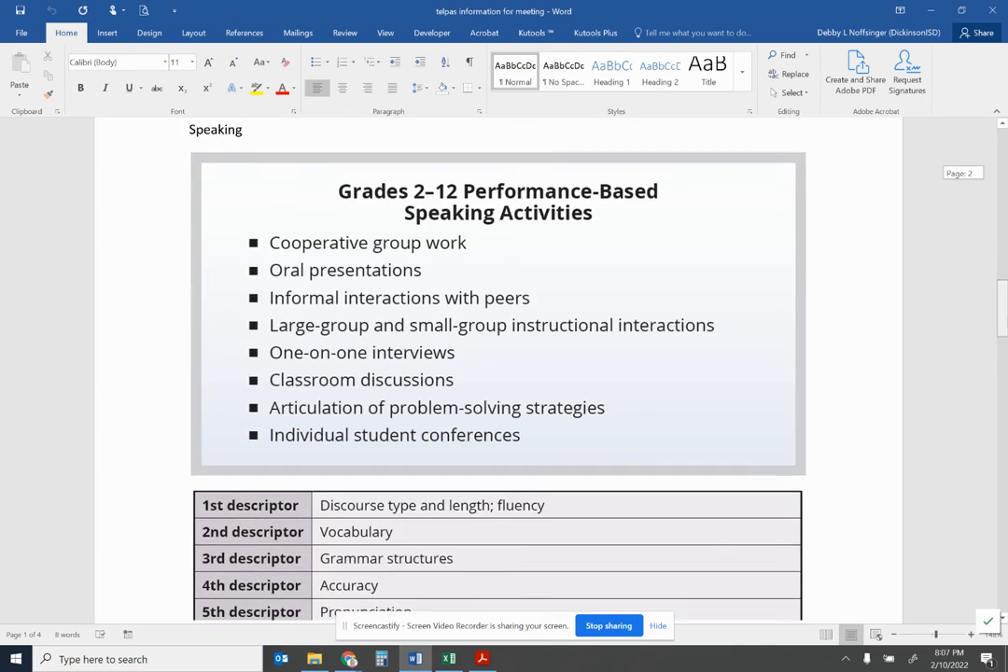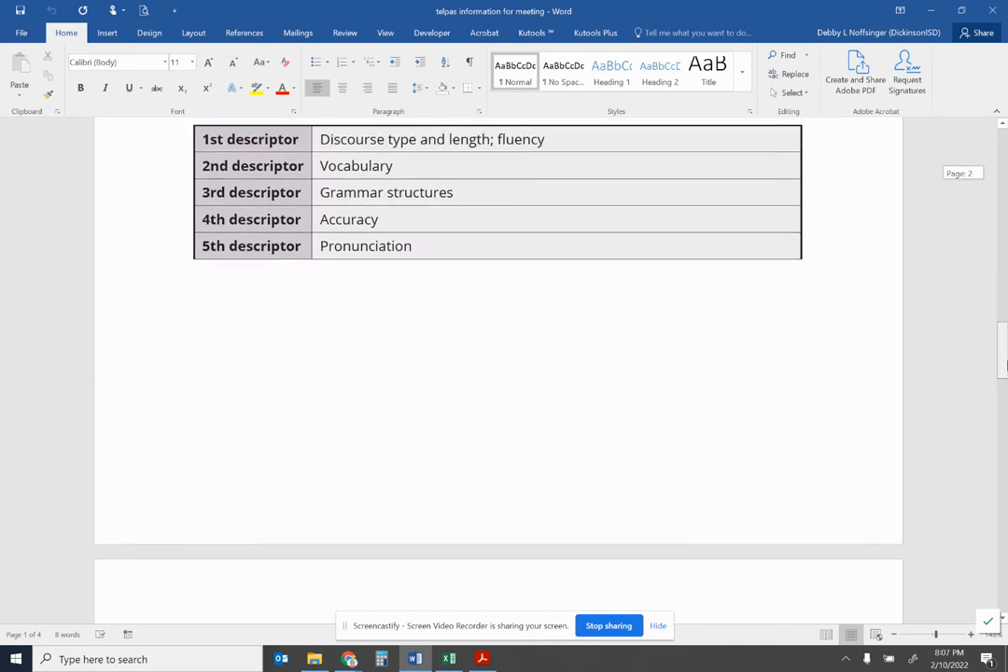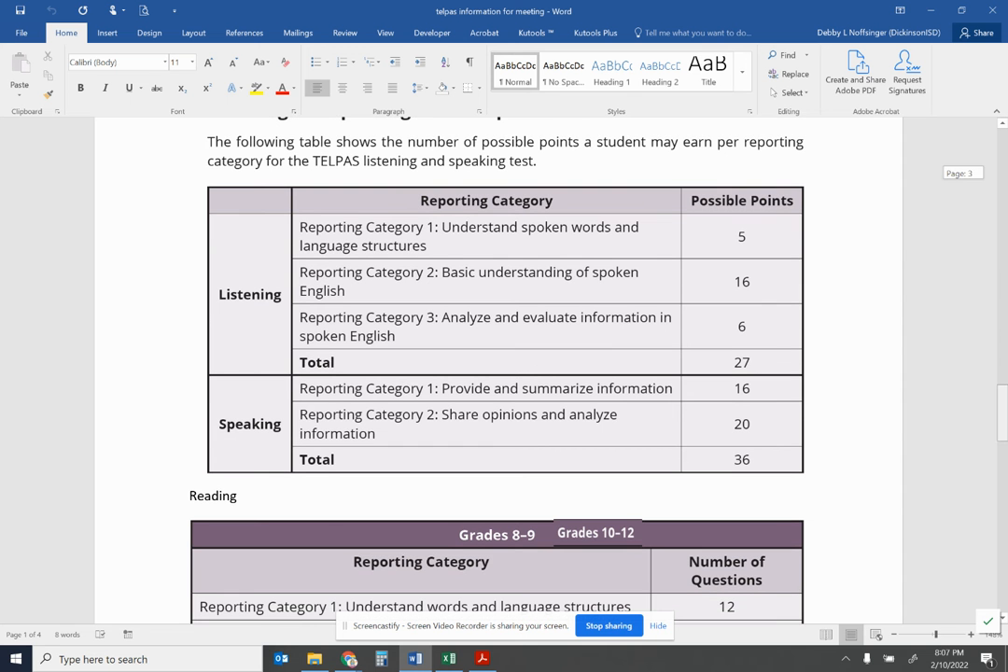All right. On speaking, that goes through, and I know I'm scrolling through this fairly fast. On speaking, we have two reporting categories. The first one is, can the student provide and summarize information? And the second one is share opinions and analyze information.